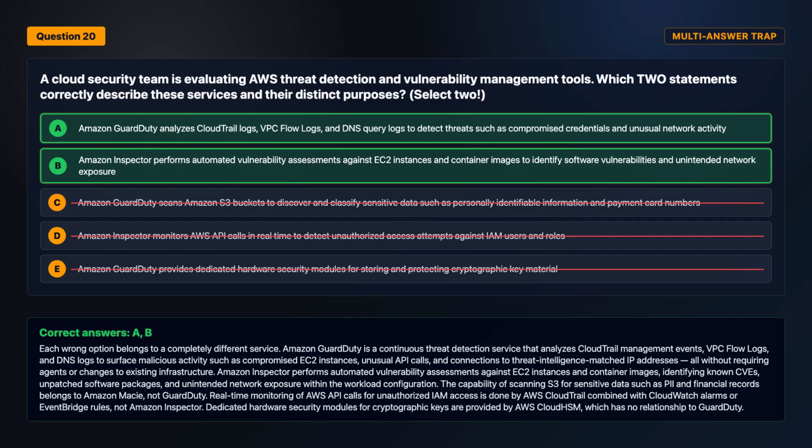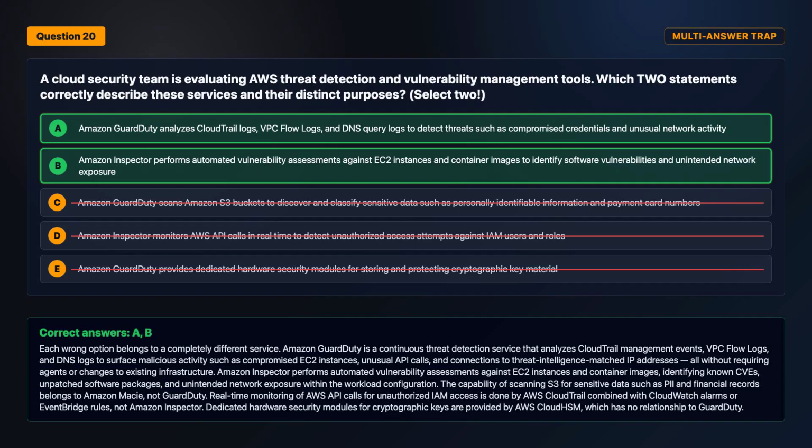Amazon GuardDuty is a continuous threat detection service that analyzes CloudTrail management events, VPC flow logs, and DNS logs to surface malicious activity such as compromised EC2 instances, unusual API calls, and connections to threat intelligence matched IP addresses, all without requiring agents or changes to existing infrastructure. Amazon Inspector performs automated vulnerability assessments against EC2 instances and container images, identifying known CVEs, unpatched software packages, and unintended network exposure within the workload configuration.